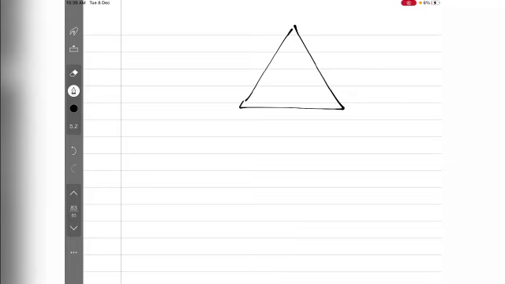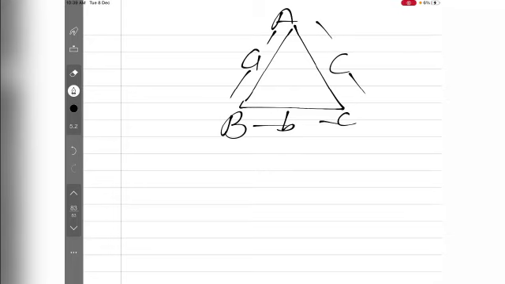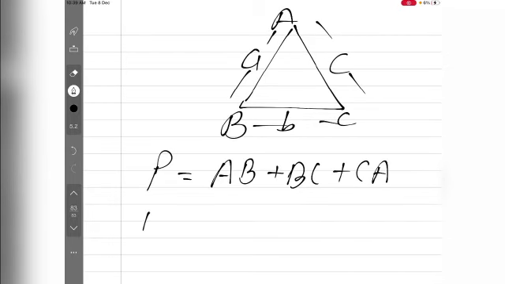Got it, dear students? Now if I make a triangle with unequal sides, like this triangle ABC, where this side is a, this side is b, and this side is c. What will be the perimeter? The perimeter will be the sum of all sides, like side AB plus side BC plus side CA. AB is a, BC is b, and CA is c. In this way we can find the perimeter of any triangle.